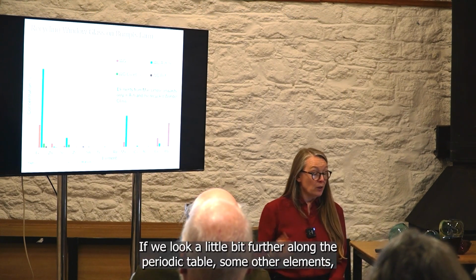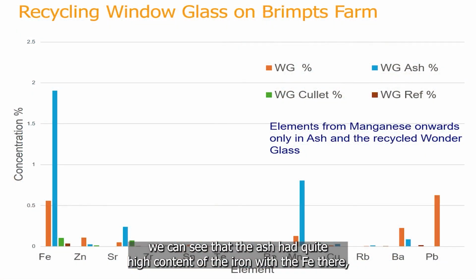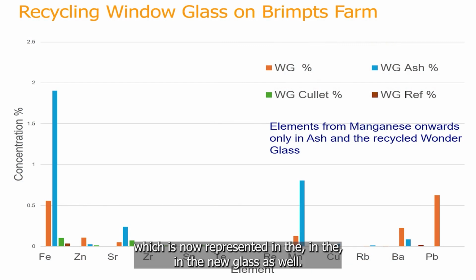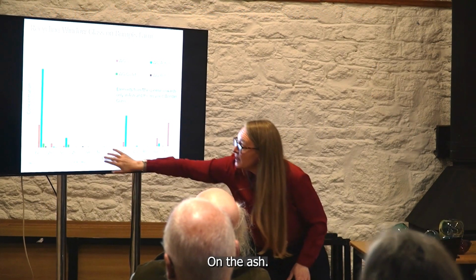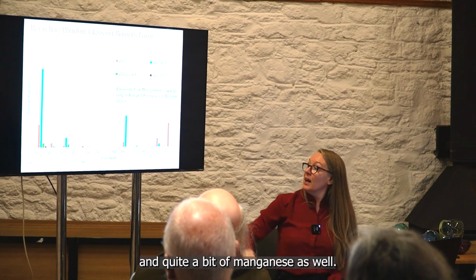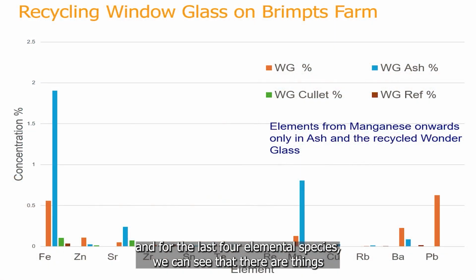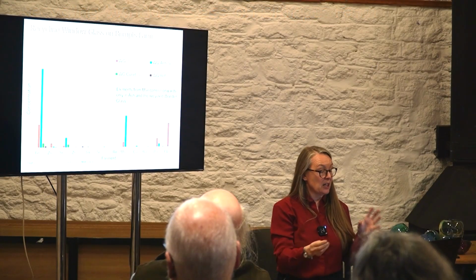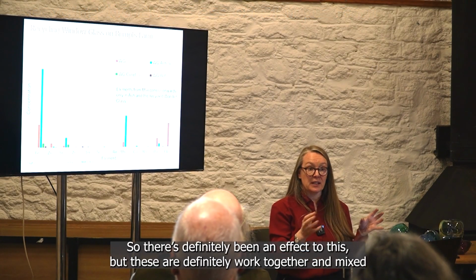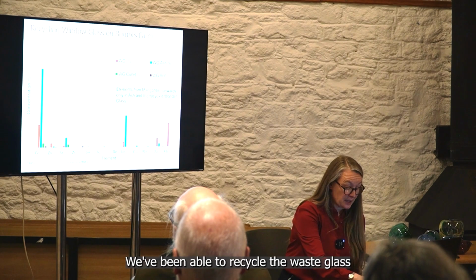If we look a little bit further along the periodic table, some other elements, we can see that the ash had quite a high content of iron, with the Fe there, which is now represented in the new glass as well. Interestingly, a bit of strontium here on the ash, and quite a bit of manganese as well. And for the last 4 elemental species, we can see that there are things that were only in the ash which are now in the Wonder Glass that we've created. So there's definitely been an effect of these. These have definitely worked together and mixed, and we've been able to recycle the waste glass.